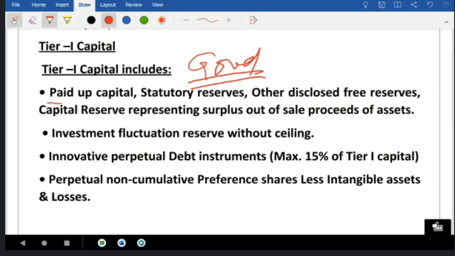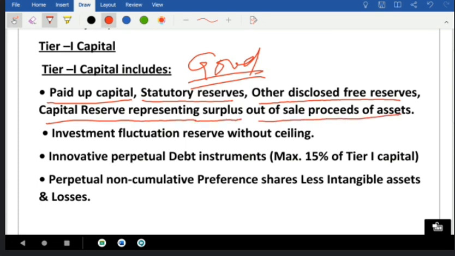Okay, so paid up capital, statutory reserve, other disclosed free reserve, that means they have been disclosed in the balance sheet. Capital reserve representing surplus out of sale proceeds of assets. Keep in mind it is surplus, that means profit out of the sale proceeds of the asset. Okay, paid up capital, I'll repeat once again: paid up capital, statutory reserve and disclosed free reserve. Okay, these are the main.